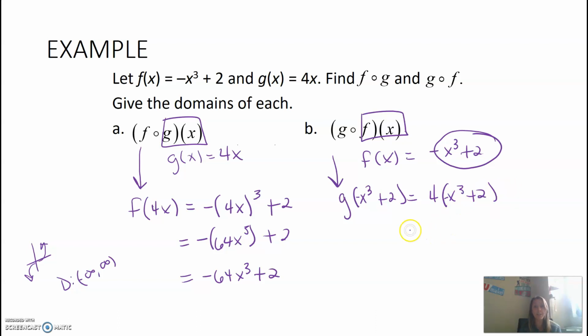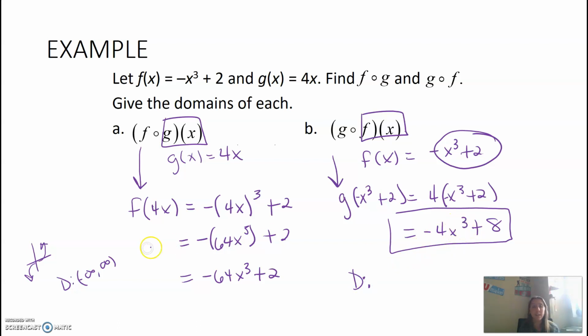And that's it. Then I just distribute. 4 times -x cubed is -4x cubed. 4 times 2 is 8. There aren't any like terms, so I can't combine anything. So that's going to be my final answer. And my domain for that, again, it's a cubic, so it's going to look like this, and it is going to be -infinity to infinity.